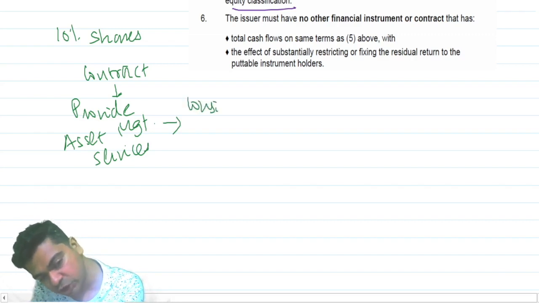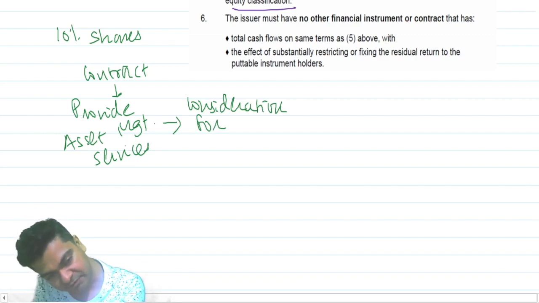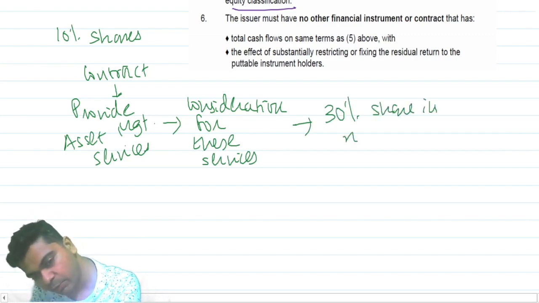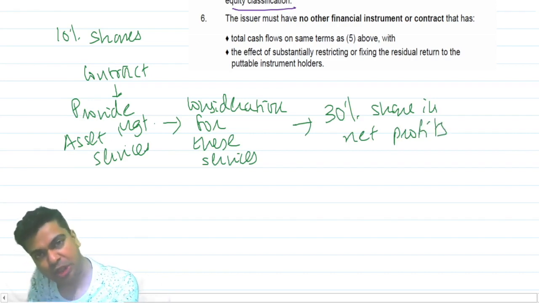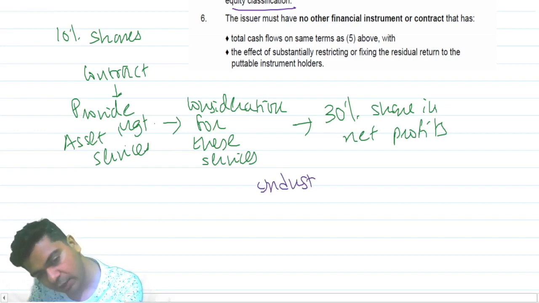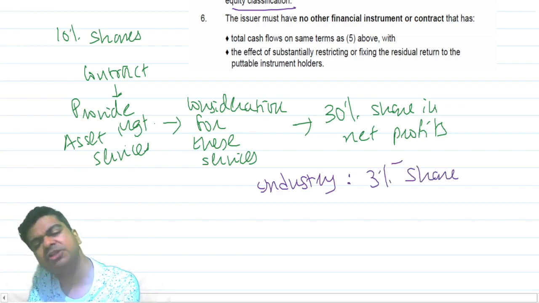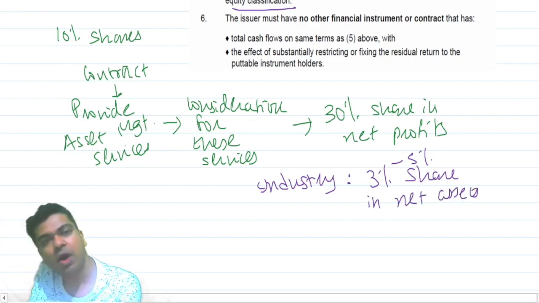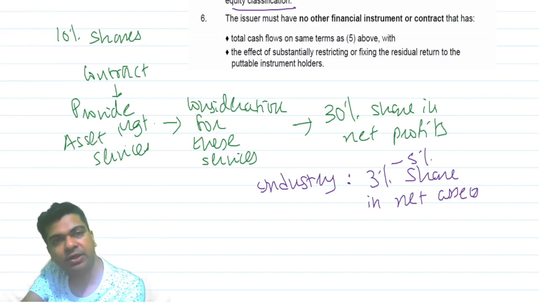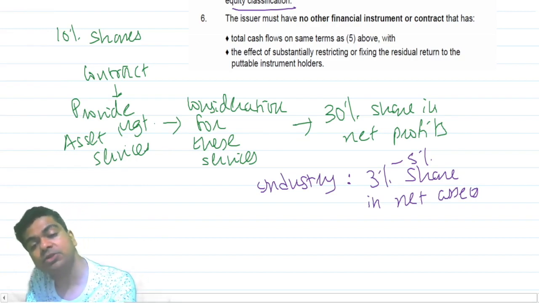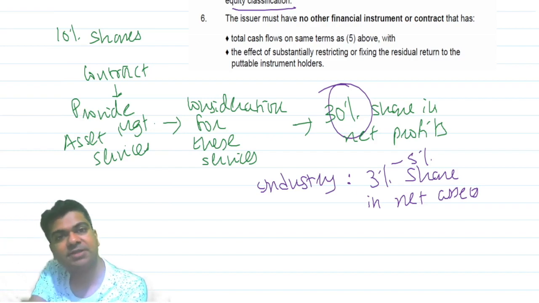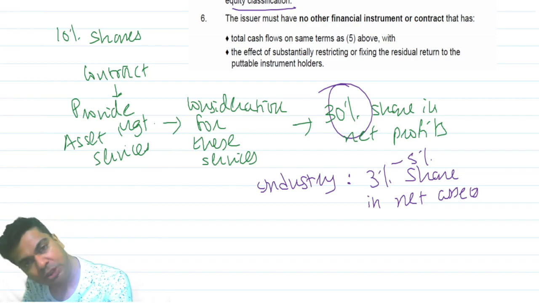And as consideration for these services, you will get 30% share in the net profits. Now, normally the industry practice is a 3% share, or let us put a range, 3 to 5% share in the net profits. So if you are entering into a contract with a party which will provide you with asset management services, the normal industry practice is that we can share 3 to 5% of the net profits with them. But your contract is to share 30% of the net profits. This means all the first 5 conditions are getting fulfilled, but the 6th condition will not be fulfilled, and this will again become a financial liability.